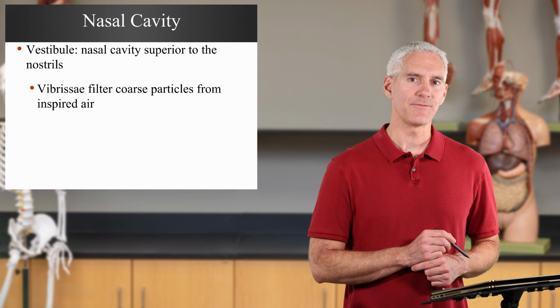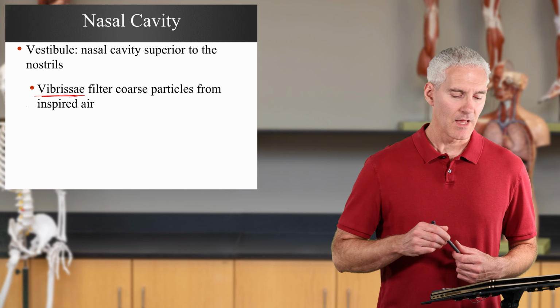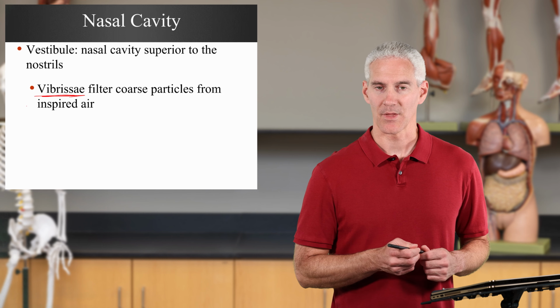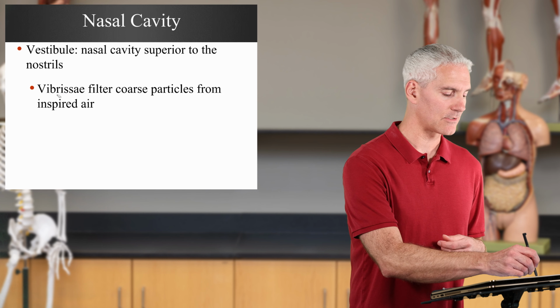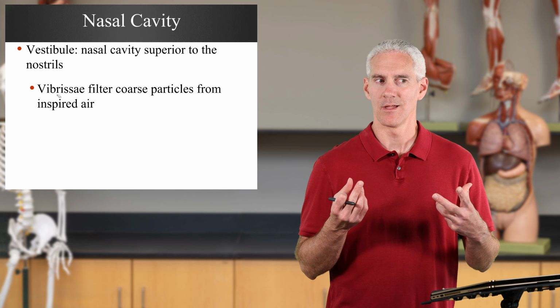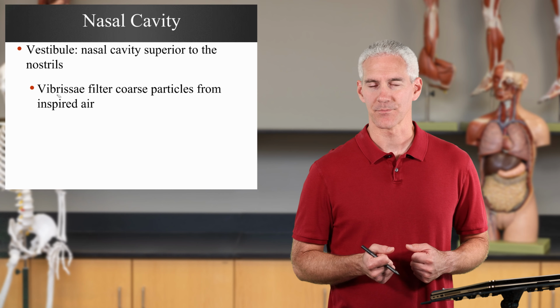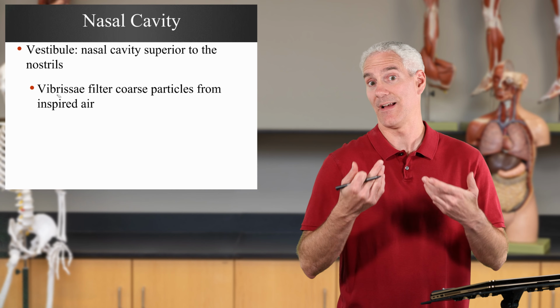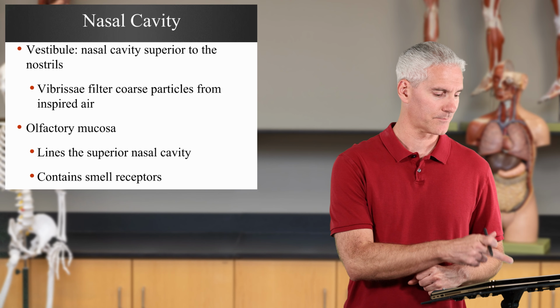Now, that is going to be filled with vibrissae. Vibrissae are the hairs inside of your nose. They're going to help with basically trapping and getting rid of particles that you inhale. Think about dust or debris. It helps prevent those things from getting too far up into the nose and eventually into the lungs.